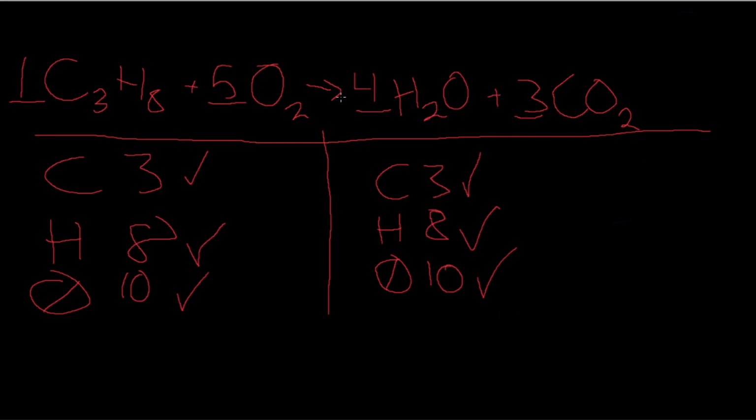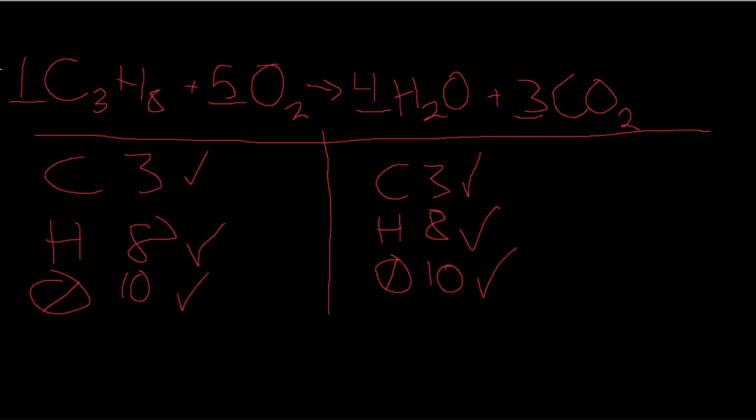Now, if we double check all our work, carbons, 1, 2, 3. Hydrogens, 1, 2, 3, 4, 5, 6, 7, 8. Oxygen, 2, 4, 6, 8, 10. 1, 2, 3, 4. 2, 4, 6. 4 plus 6 is 10. Check. This is now a balanced equation.